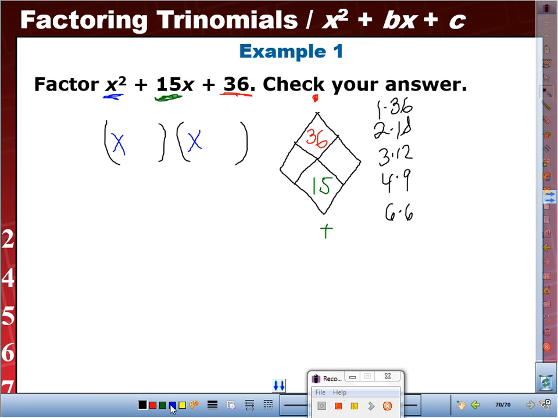Who sees it already? All right, and that pair are 3 and 12. That goes right here, 3 and 12. Well, guess what? Those are the 2 numbers that we need for here, x plus 3, x plus 12, and those are my factors. Bam. Copy that, please. Okay, we'll go over it again.